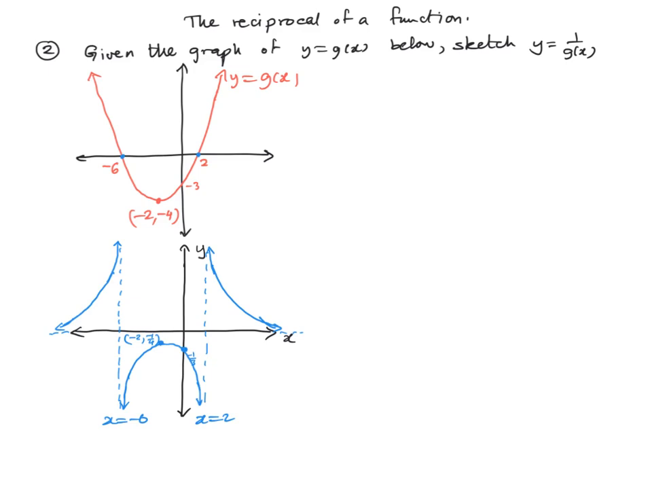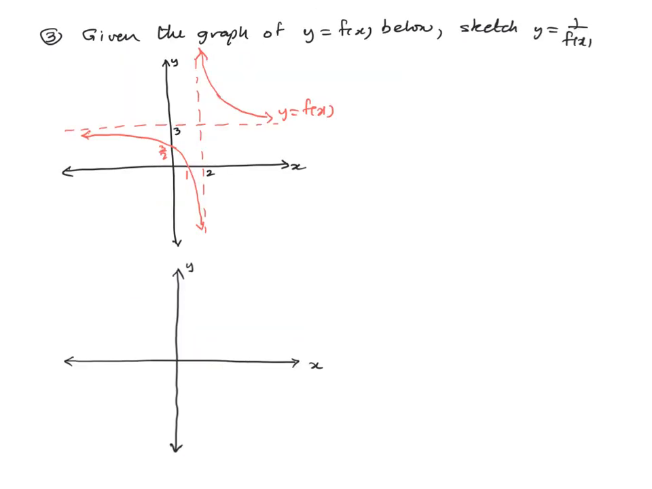Let's do another one. Okay, we're given the graph of y equals f of x, and we want to sketch the graph of y equals 1 over f of x. Again, I've put axes down below it so I can match things up. First thing I notice is there's an x-intercept here at (1, 0). And of course, when I do the reciprocal of 0, I get a vertical asymptote. So there's a vertical asymptote here, and I label that vertical asymptote x equals 1.